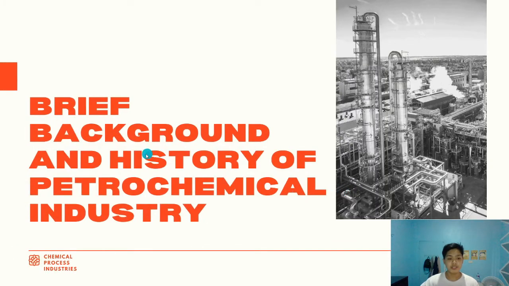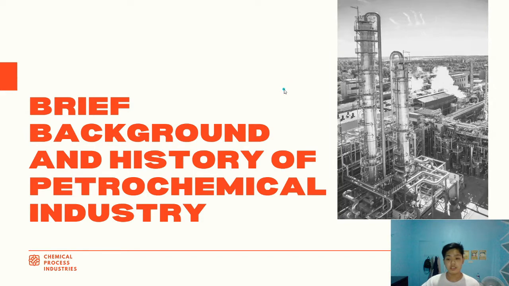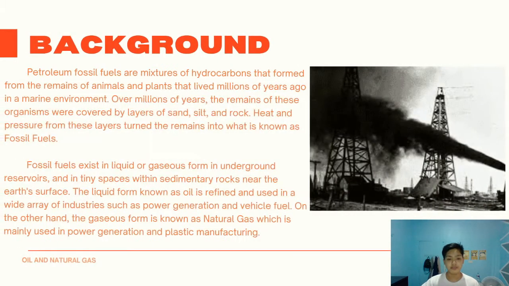Let us now discuss the brief background and history of the petrochemical industry, starting first with the oil and gas. Petroleum fossil fuels are mixtures of hydrocarbons that formed from the remains of animals and plants that lived millions of years ago in a marine environment. Over millions of years, the remains of these organisms were covered by layers of sand, silt, and rock. Heat and pressure from these layers turned the remains into what is known as fossil fuels.